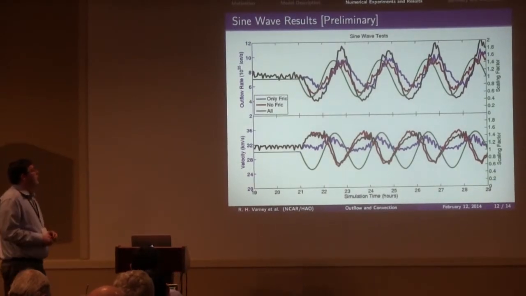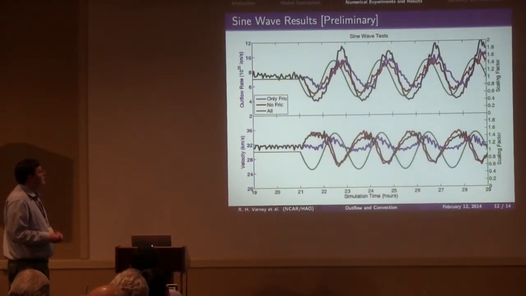And here are my sine wave tests. So again, it's kind of a similar story. The total outflow rate is positively correlated with the scaling factor, and the velocities are anti-correlated.